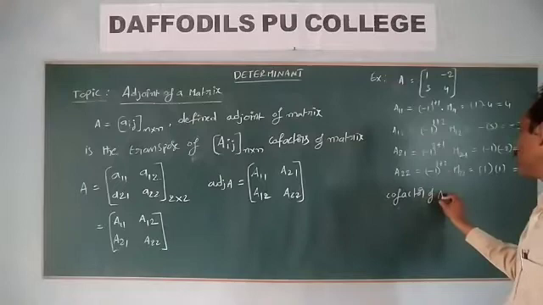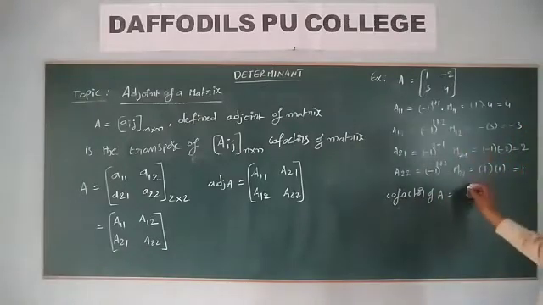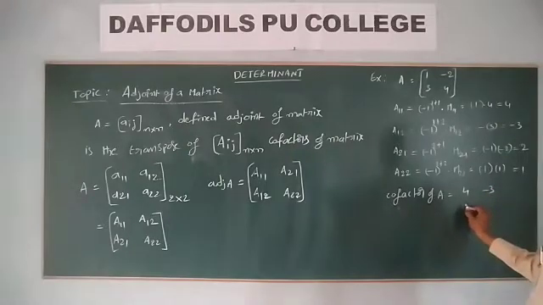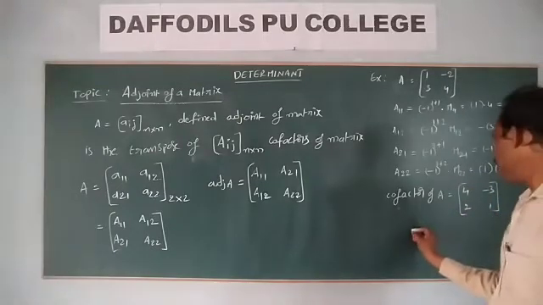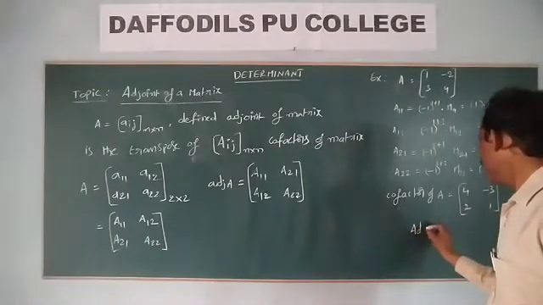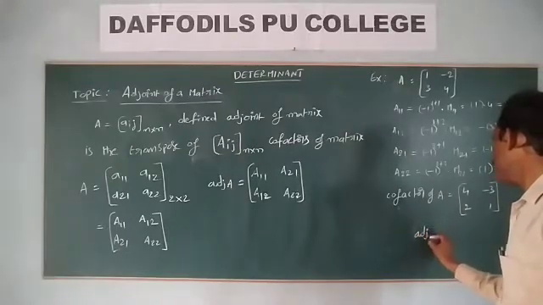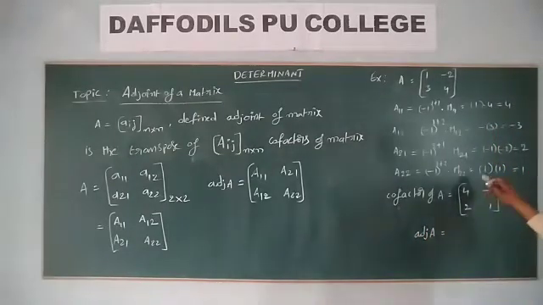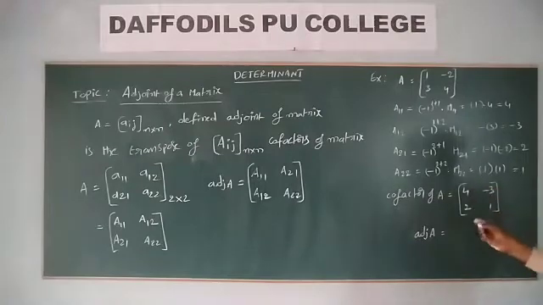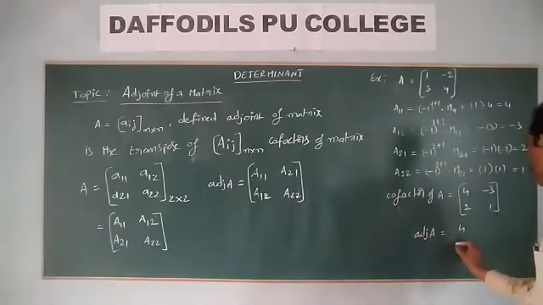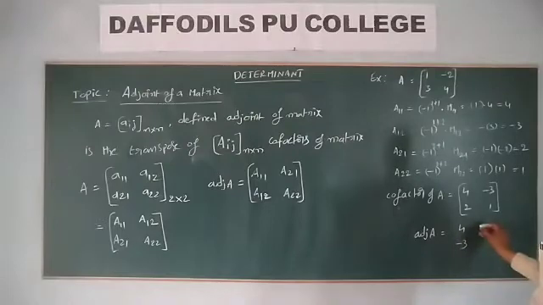So the cofactor of A is 4, minus 3, 2, 1. Okay, right. We want adjoint A. Adjoint A means its transpose. Adjoint A is the transpose of the cofactor matrix. Transpose means 4, minus 3, 2, 1.